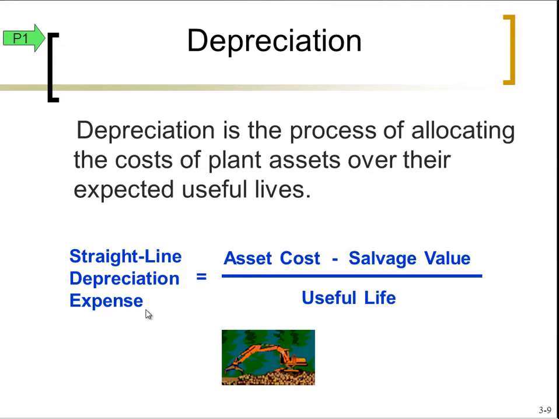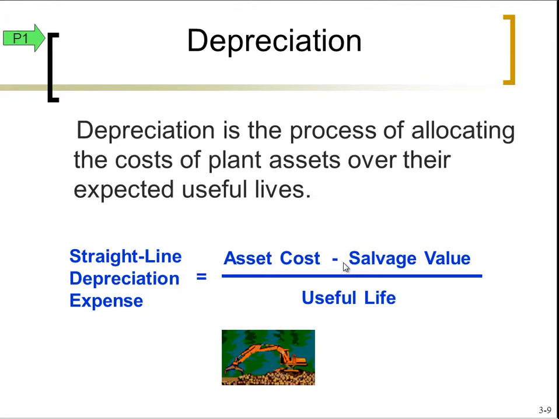So the calculation to get this, since it's not like supplies where we can directly identify how much of that asset is left, we can't count pieces of a fixed asset like we do supplies. So instead we have to approximate, or we have to estimate the amount or the percentage that we think we've used up each year. The method we're going to talk about here is the straight line depreciation expense. This is where we're taking the asset's cost minus the salvage value. That gives us what we call depreciable cost. This is the amount we want to depreciate out.